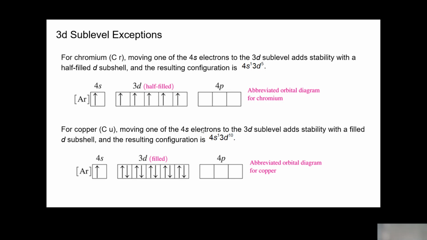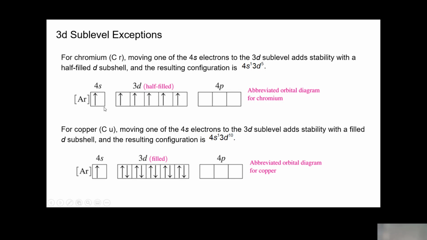So there are exceptions to the rules with filling in sublevels. And I apologize here. This is chromium. There's no space. And this is copper. There's no space. For chromium, moving one of the 4s electrons to the 3d level adds stability. So everything is about stability with chemistry. And there are two exceptions here.